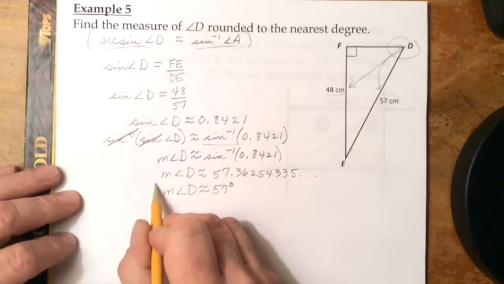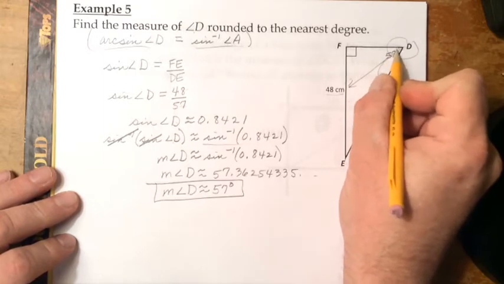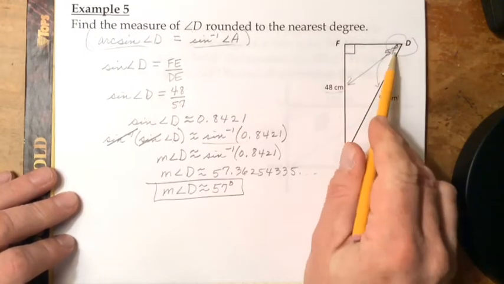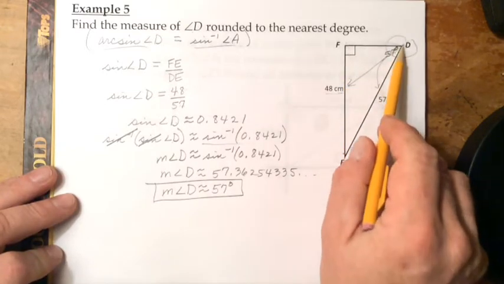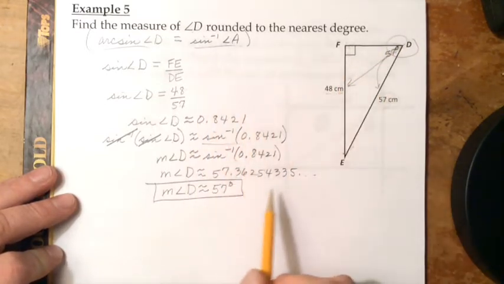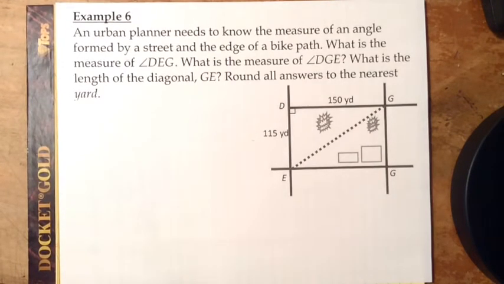So the measure of angle D, right here, is about 57 degrees, real close to 57 degrees. At this point, we could find the measure of angle E. All we'd have to use is the triangle angle sum theorem. Anyway, they didn't ask for that, but there's the measure of angle D. Okay, now let's apply finding the measure of an angle that we need.